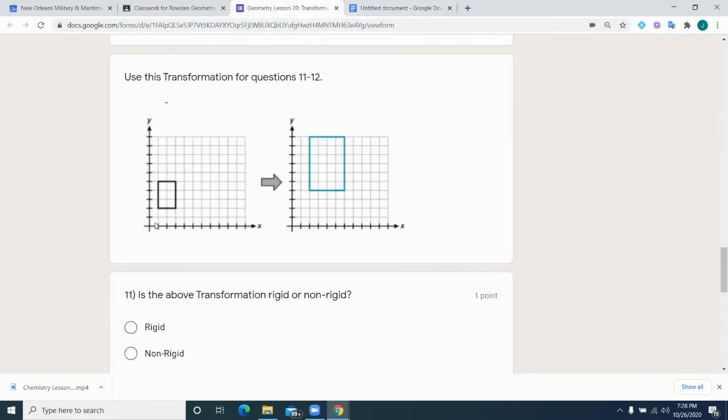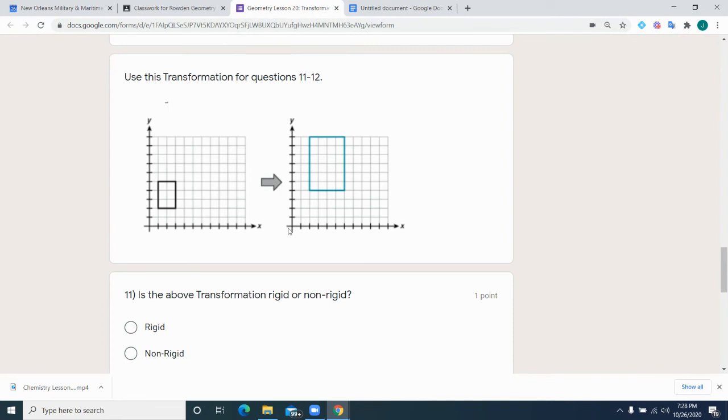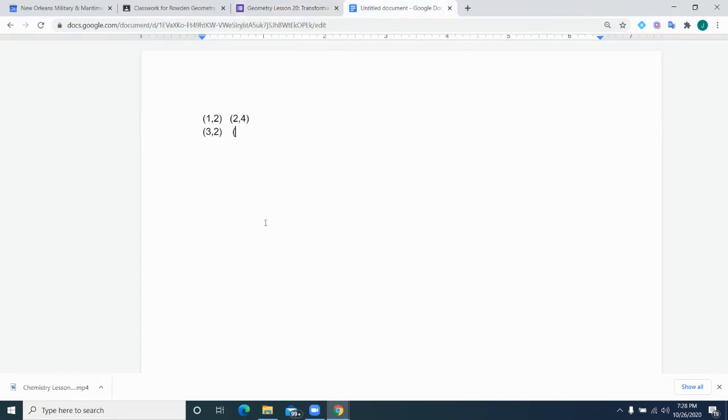Let's look at the bottom right corner. It's at 3, comma 2. And it gets turned into, let's see, bottom right corner over here, 6, comma 4. Can anybody tell what's happening already?